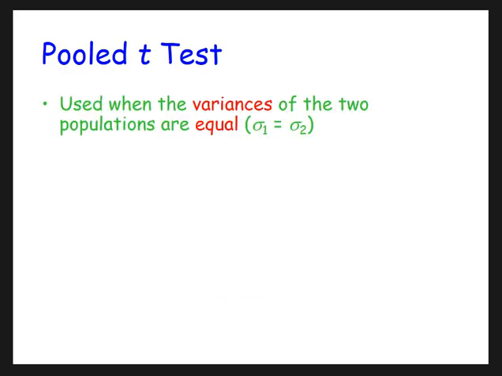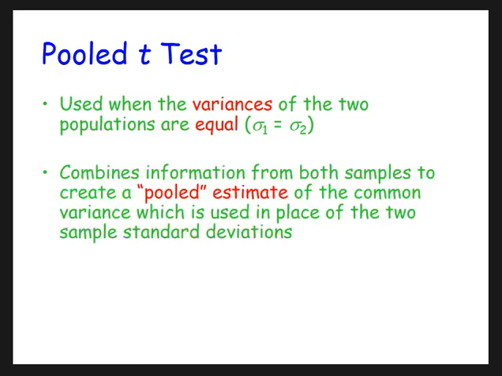A pooled t-test. You can use a pooled t-test when the variance of the 2 populations is approximately equal. It combines information from both samples to create a pooled estimate of the common variance, which is used in place of the 2 sample standard deviations.